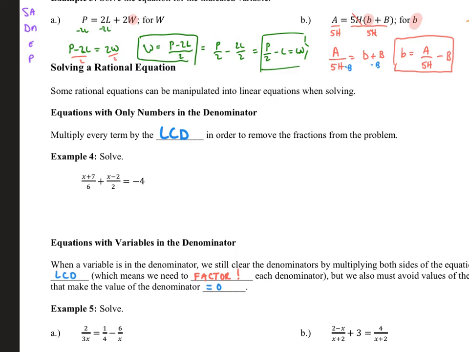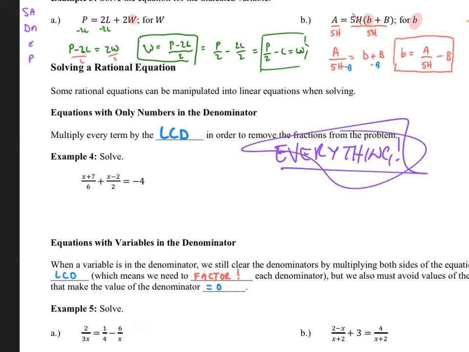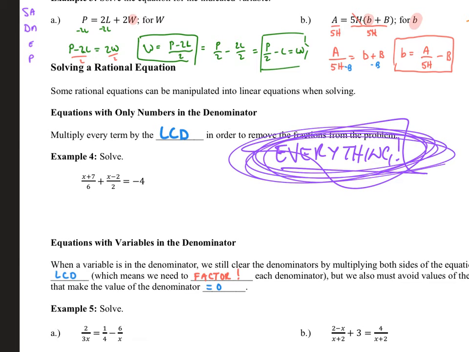So what if I wanted to get rid of a 6 in the bottom, and a 2 in the bottom? Well, if I multiply by 6 and 2, if I multiply everything, not just the fractions, everything, by that 6 and by that 2, then I can get rid of the fractions. So I'm going to do that.